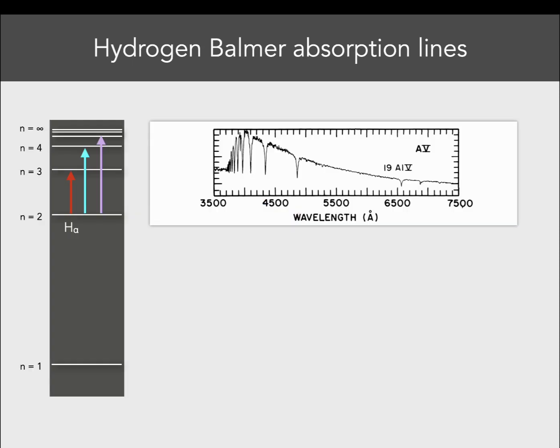All right, let's think about the hydrogen Balmer lines. This is a spectrum of an A star. The wavelength scale is in angstroms instead of nanometers, so if you just divide that by 10, you get nanometers. So 656 nanometers is right there. That's the H alpha line right here. There's the H beta line. H gamma is here.